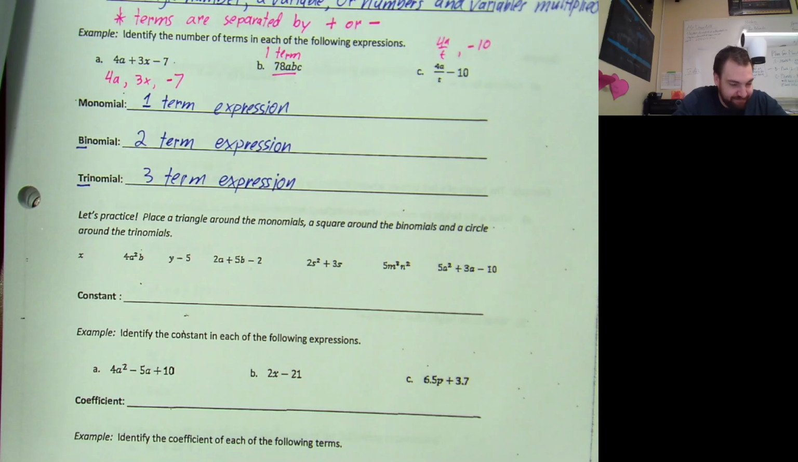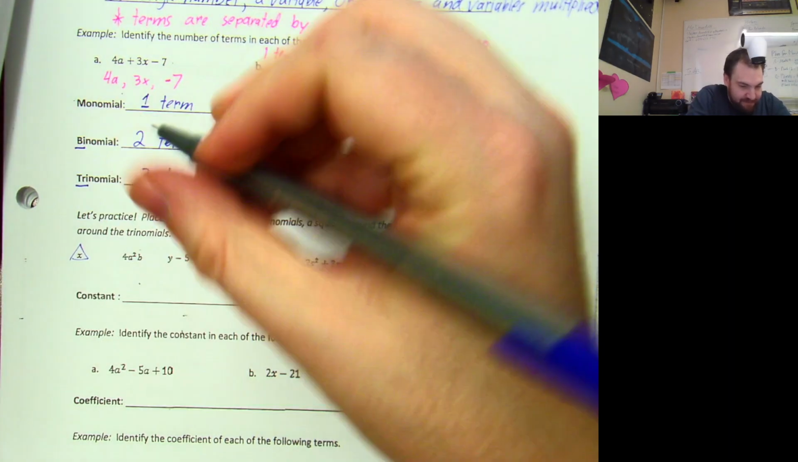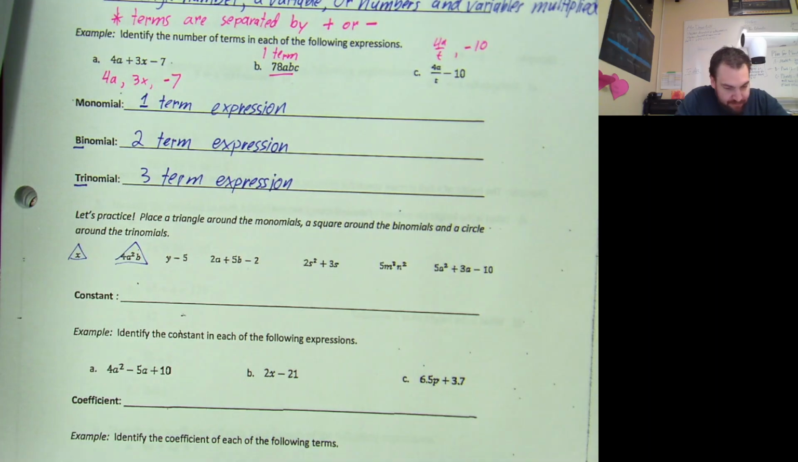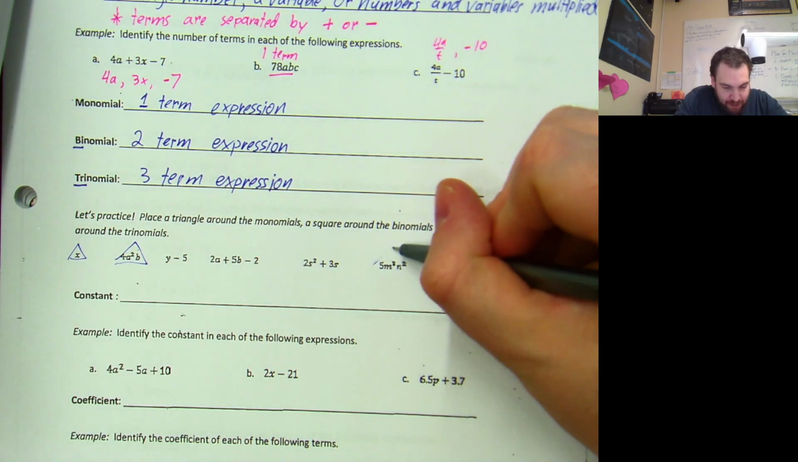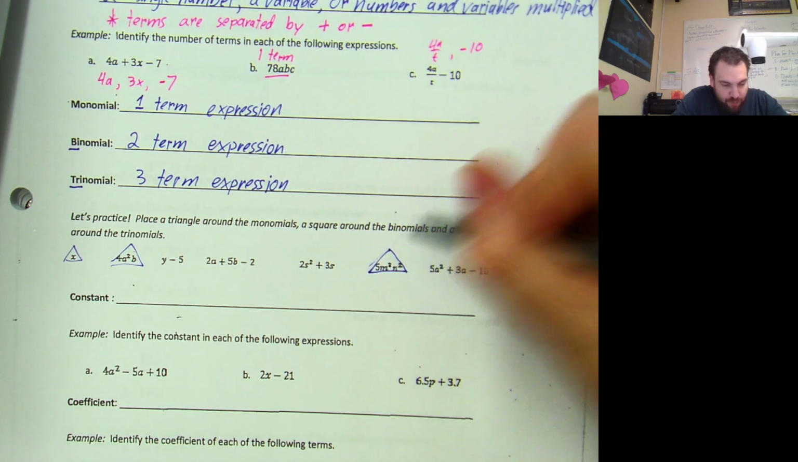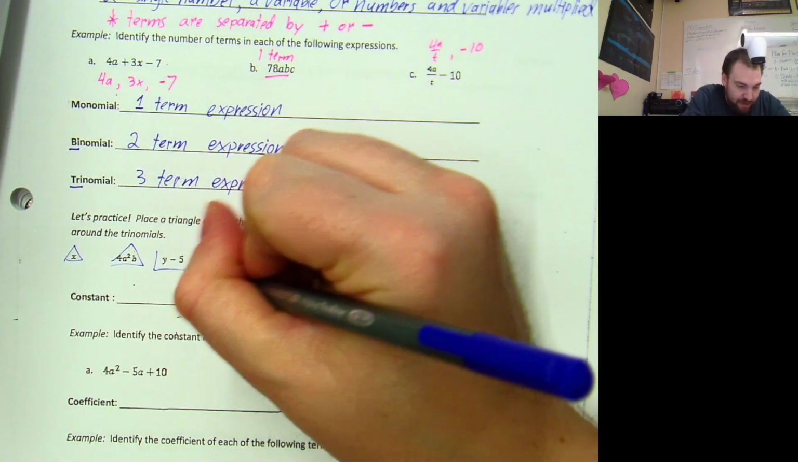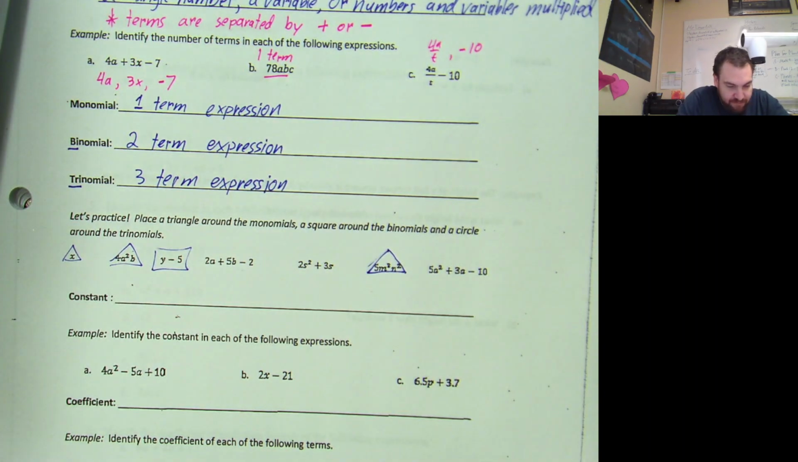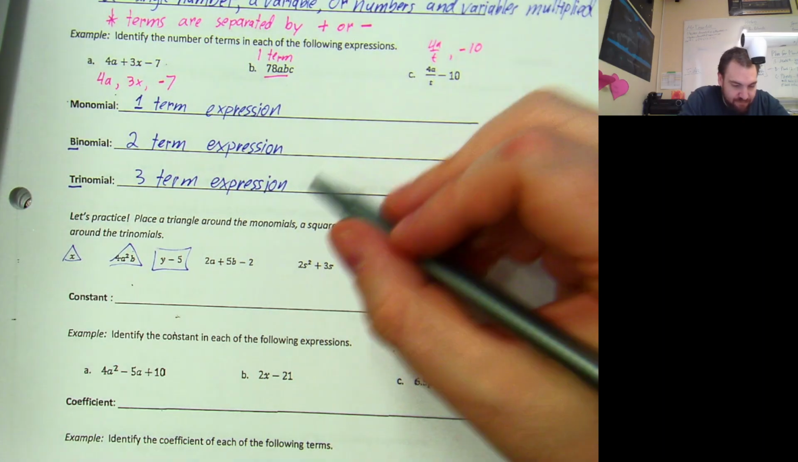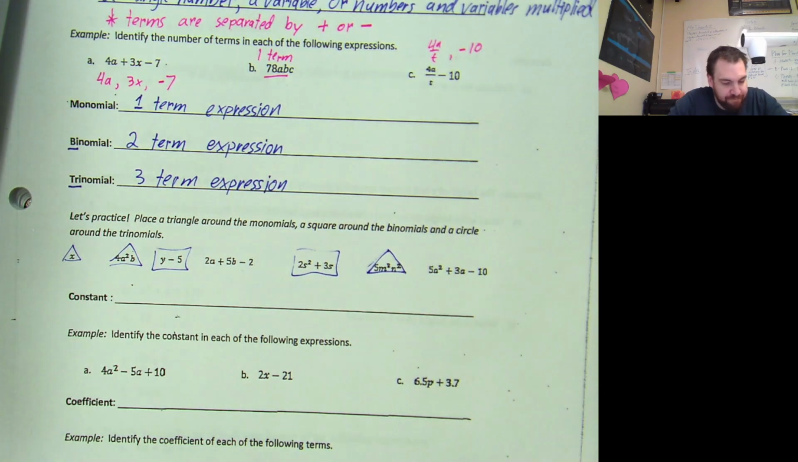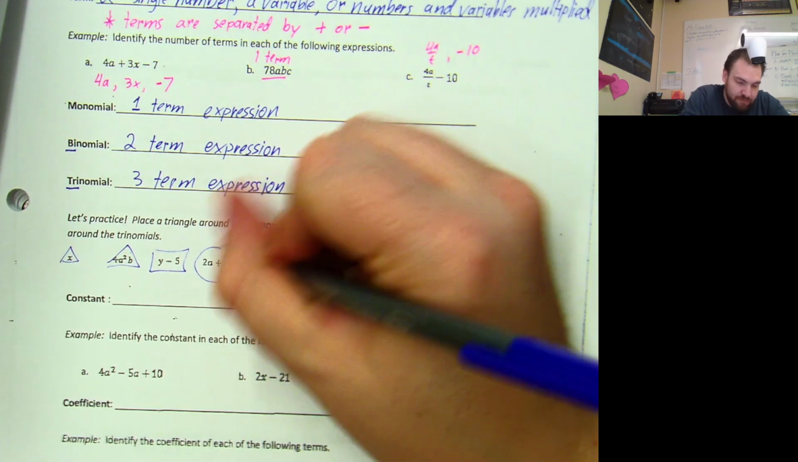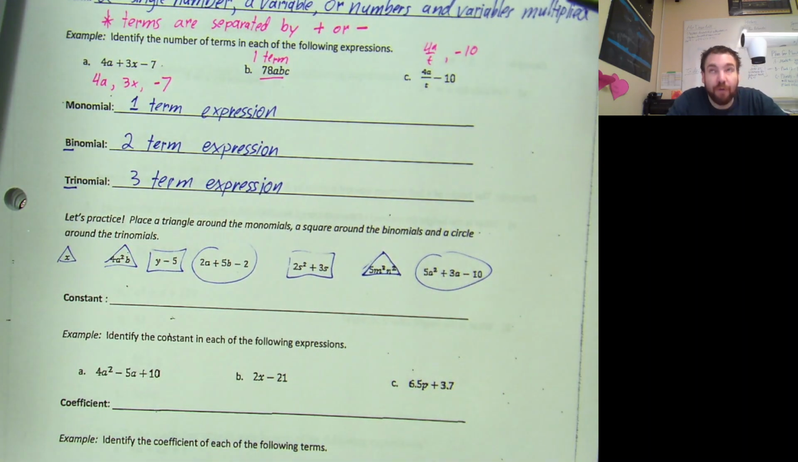Danny. The first one. X. Second one, 4a squared. And then B. The second last one. 5mqn squared. Cool, those are my triangled ones. Which are my squared ones? Someone else. Carolyn. Y minus 5. There we go. And the circles are on the trinomials. That's going to be the other two. There you go. Cool.